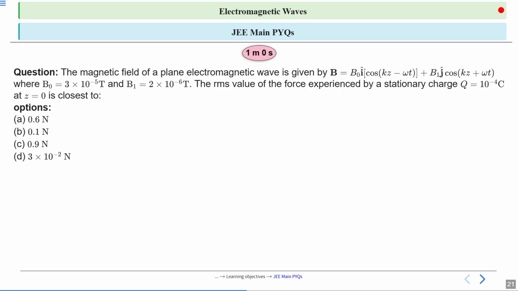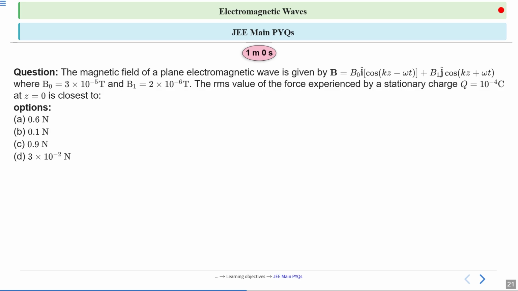So we can write it like this. Here B naught is equal to 3 into 10 to the power minus 5 Tesla and B1 is equal to 2 into 10 to the power minus 6 Tesla. The RMS value of the force experienced by a stationary charge Q equal to 10 to the power minus 4 Coulomb at z equal to 0 is closest to what? They have mentioned a stationary charge, so there will not be any magnetic force experienced by that charge because it is stationary. Only electric force can be experienced by that charge.